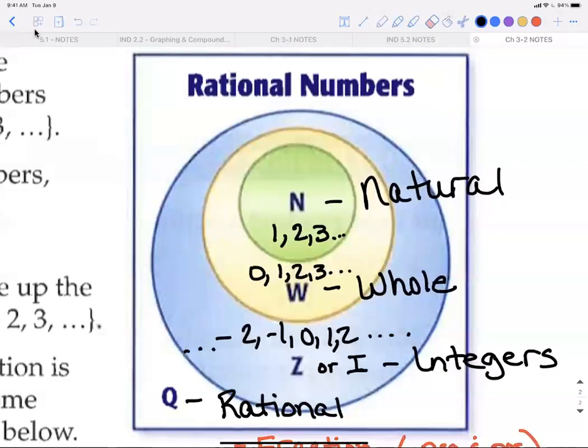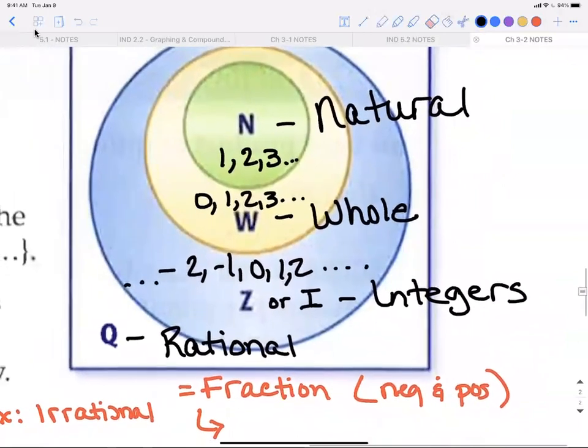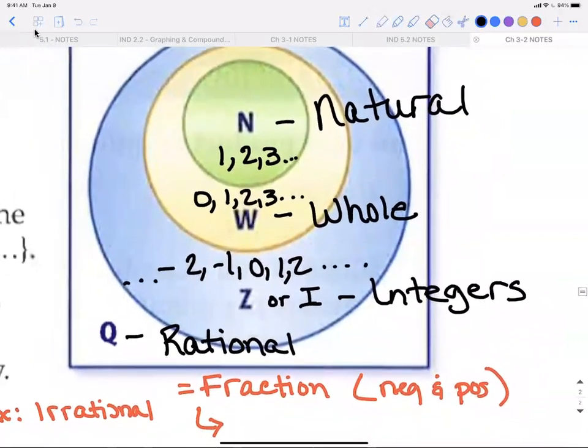Now, rational, of course, is going to include integers, wholes, naturals, right? But notice each time we've gotten a little bit bigger circle, we've added something, right? So we started out with just 1 to infinity. Then we added a 0. Then we added negatives. Now, when we get out to rationals, we're adding fractions, okay? So if you want to put right here under rational, it's fractions, and it's both negatives and positives. So rationals adds or includes fractions.